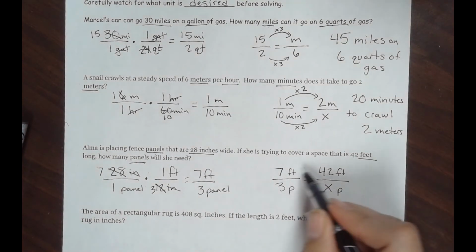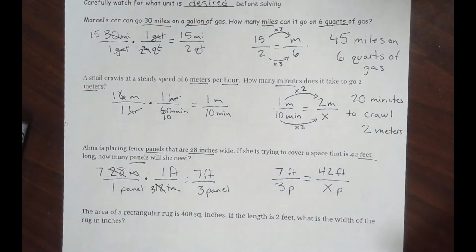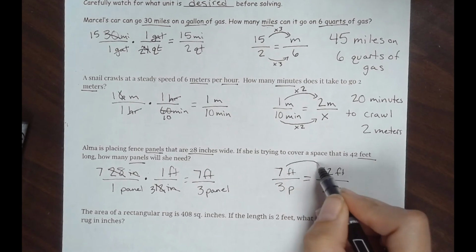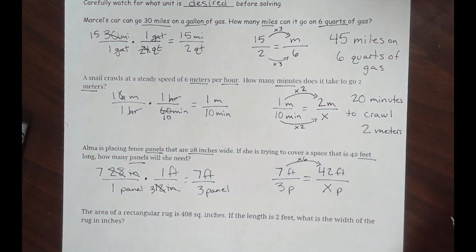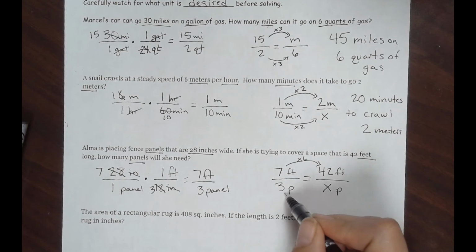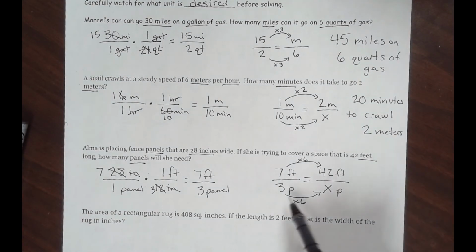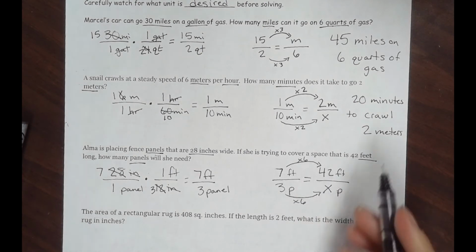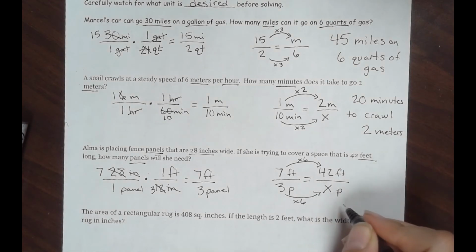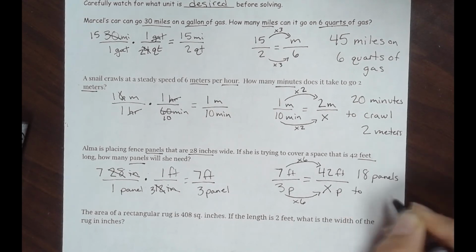Now if you can see an easy relationship, use it. If not, we could do this times this equals this times this and figure it out. But I can see that 7 to get to 42, that's easy. That's a times by 6 relationship. So if that's a times by 6 relationship, I'm going to multiply this one by 6 as well. So we're going to need 6 times the number of panels to make 6 times the number of feet, which means we are going to need 18 panels to cover 42 feet.